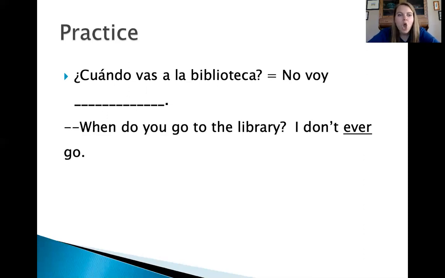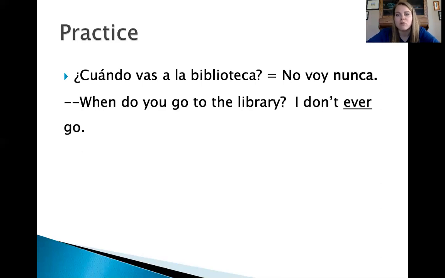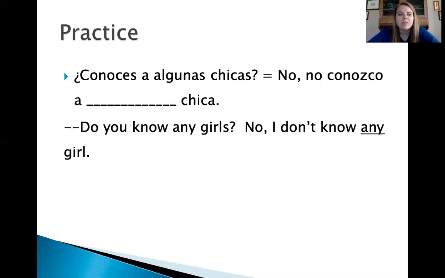Okay, next one. ¿Cuándo vas a la biblioteca? No voy blank. When do you go to the library? I don't ever go. Okay, so here we have a negative word. That means this has to be negative, even though here this is an affirmative word. Ever. Ever does not mean always, of course, but I would say ever. I would not say never. I wouldn't say I don't never go. I would say I don't ever go, but here it has to be nunca. No voy nunca.